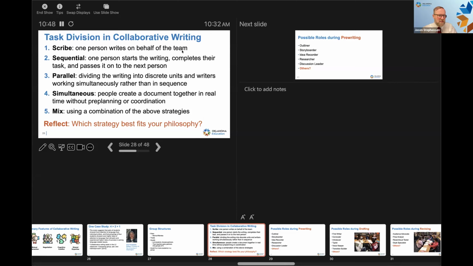So looking at this list of scribe, sequential, parallel, simultaneous, and mix, I want you to reflect on which of these strategies best fits your own philosophy. If you were having students collaboratively write in your class, would you make all of these options available to them? Would you only want them to use one of these approaches? And why? And in fact, I'm going to stop sharing my screen, put those approaches in the chat, and see if anyone's willing to chat about which of those approaches you think would work in your class, or you feel is most appropriate for your type of students or your age or grade of students.